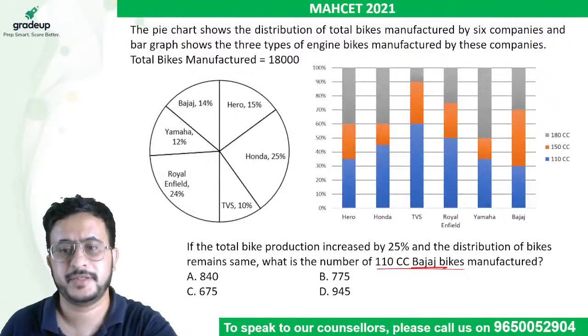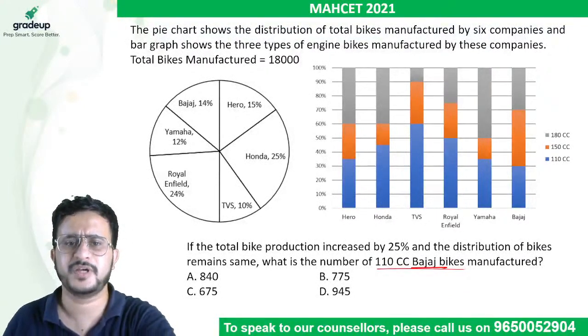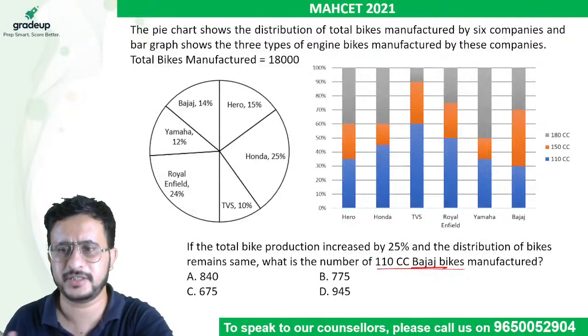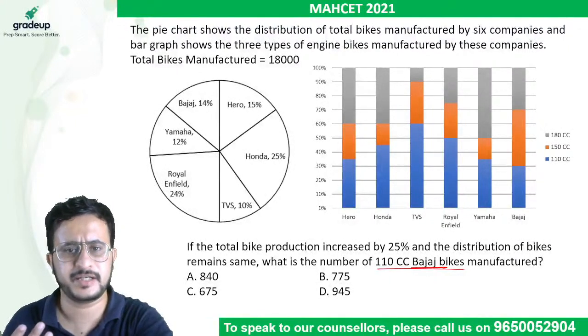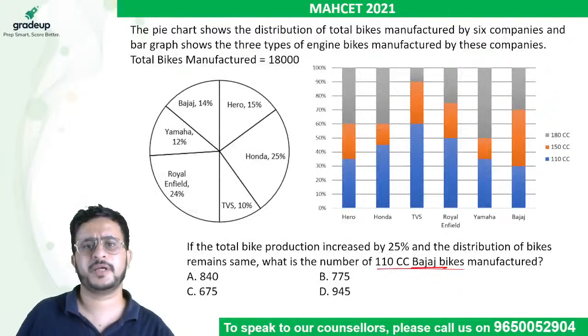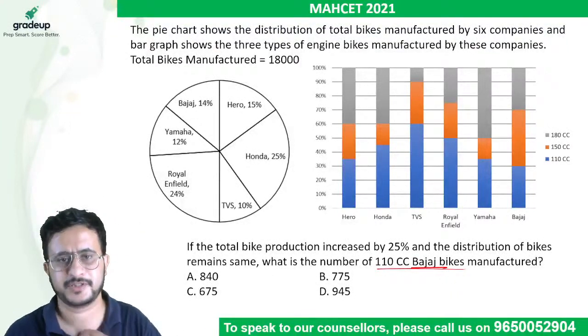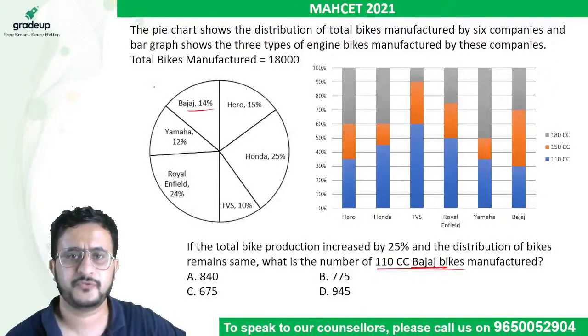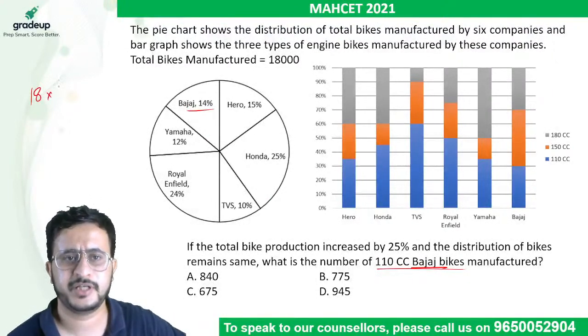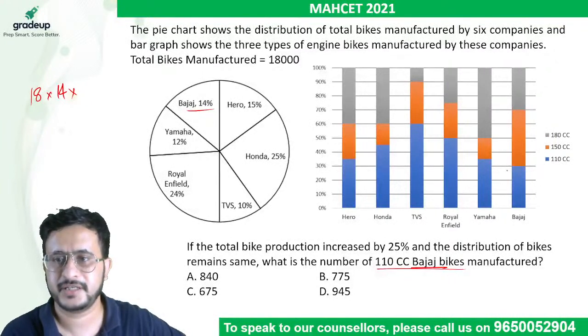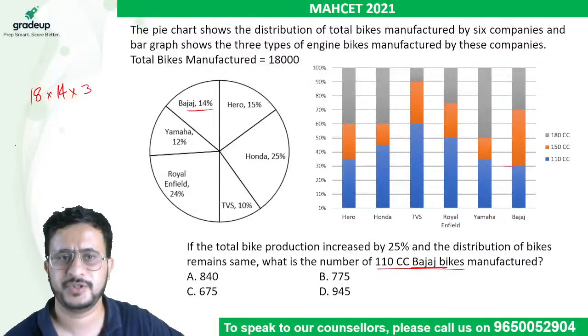So how much will you get? See, this question also again, do not calculate the initial value, right? Let us directly calculate the value. Okay. So we are talking about 110cc Bajaj bikes manufactured. Okay. Bajaj bikes was 14%. So 14 into 18, right, Bajaj bikes of 110cc was 30% into 3, right?